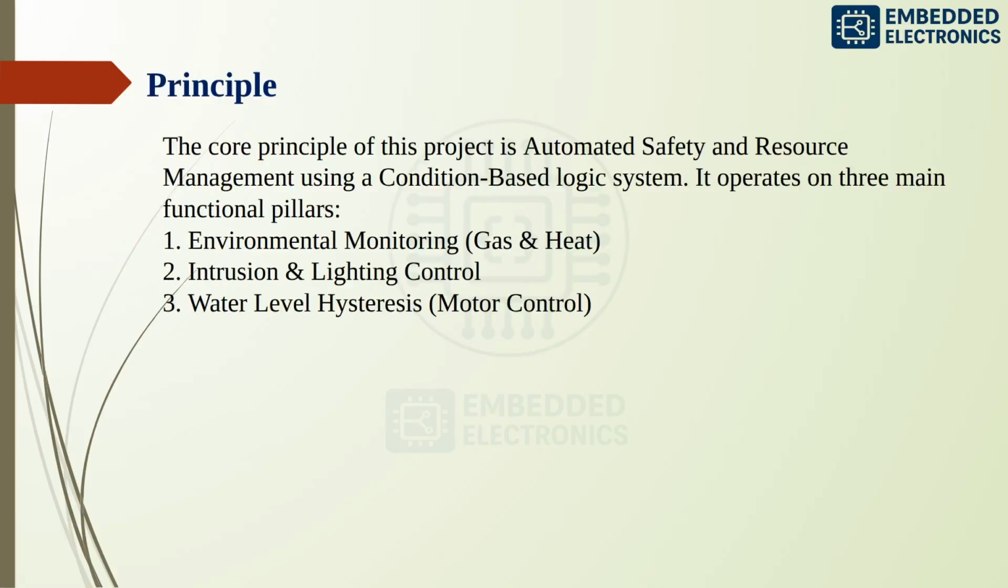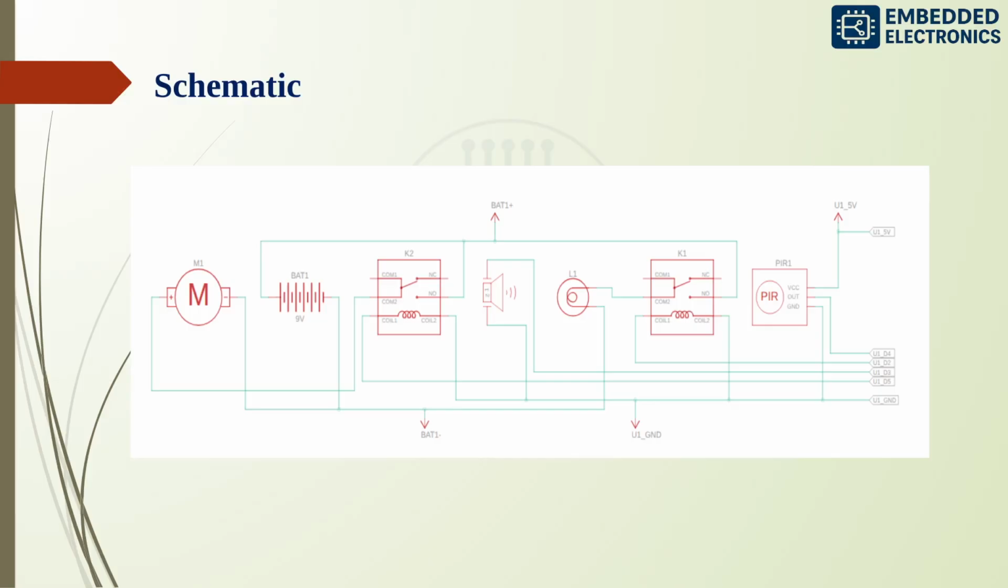Principle: the core principle of this project is automated safety and resource management using a condition-based logic system. It operates on three main functional pillars: environmental monitoring, intrusion and lighting control, and water level hysteresis. And this is the schematic diagram.